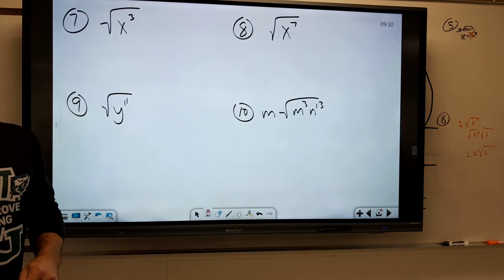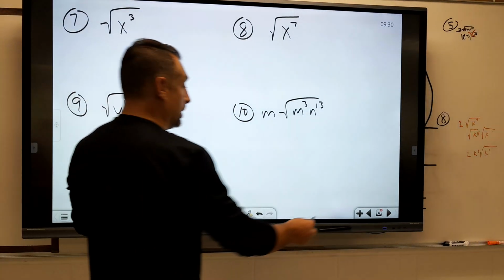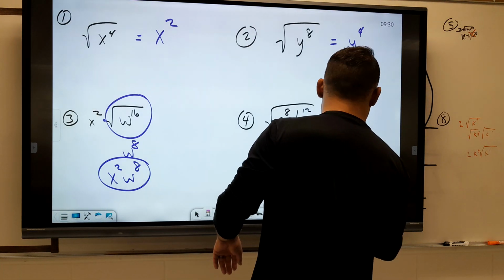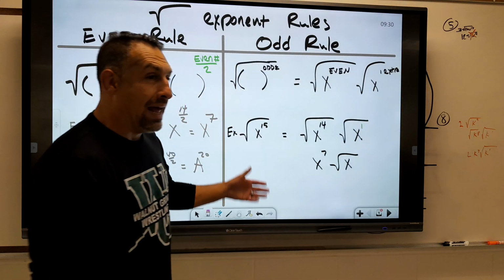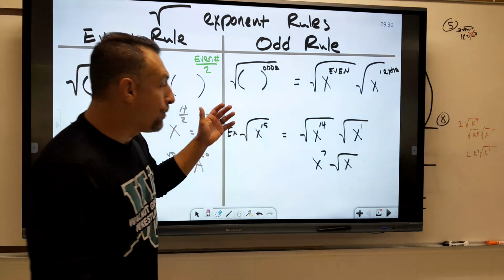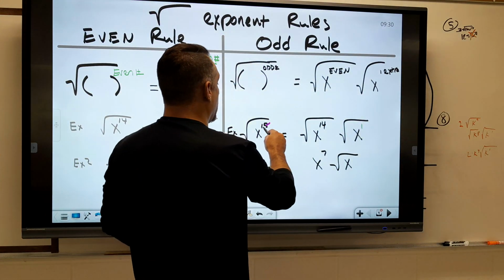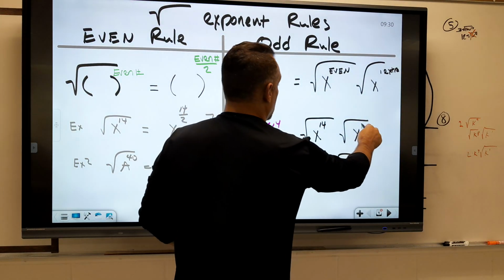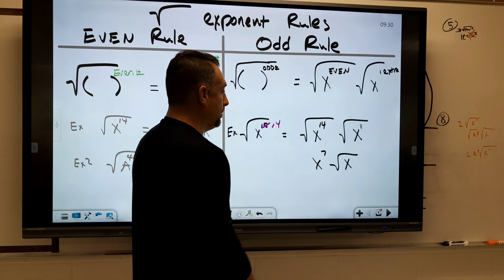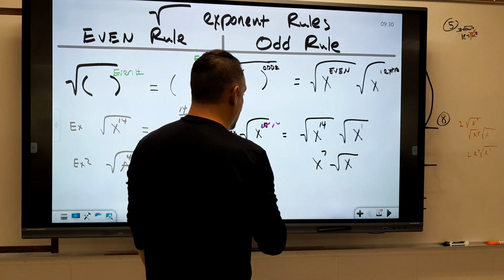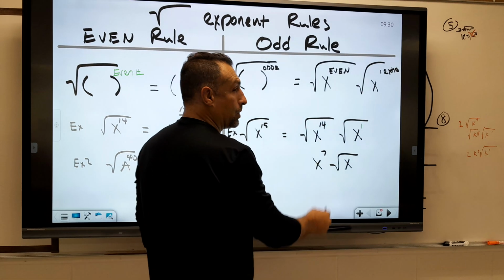Odd rules. Remember the odd rule. Let's go back to the odd rule. We had an x to the 15. Every odd number is 1 away from an even. So you put that extra one underneath that radical, and then you half the part that can be halved.